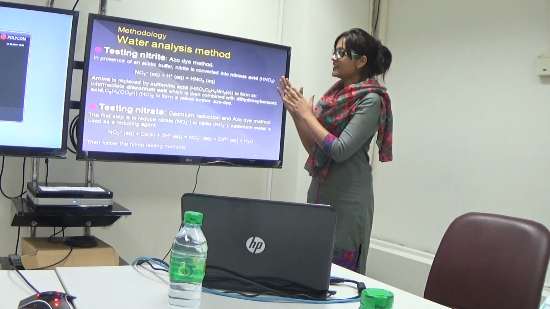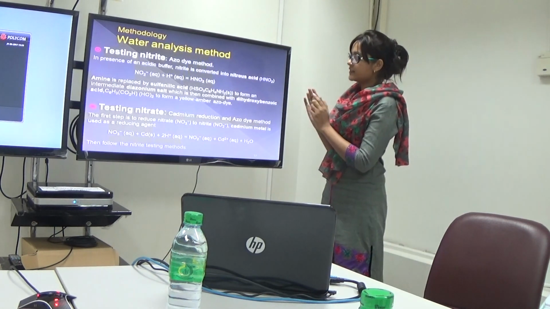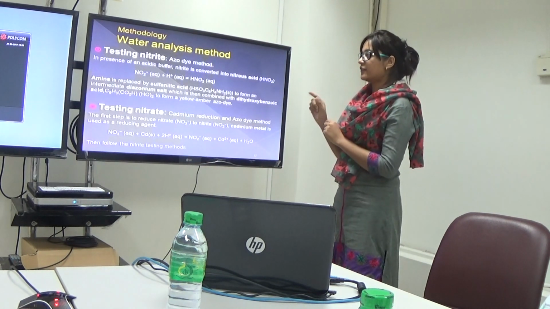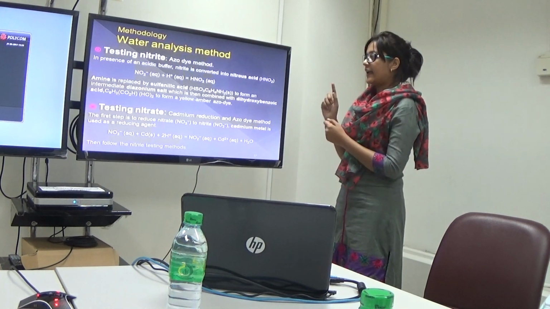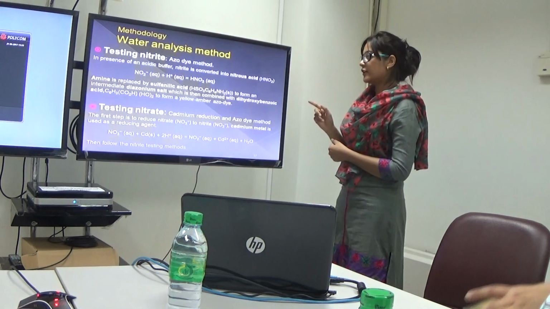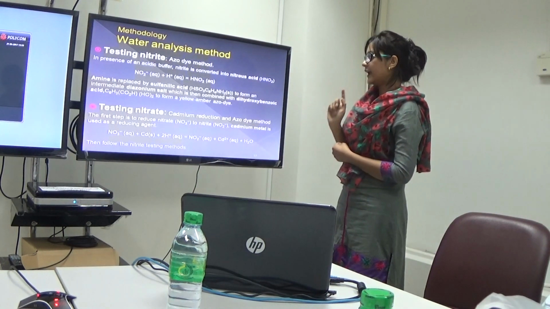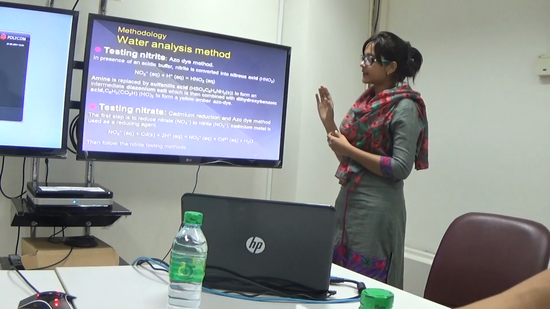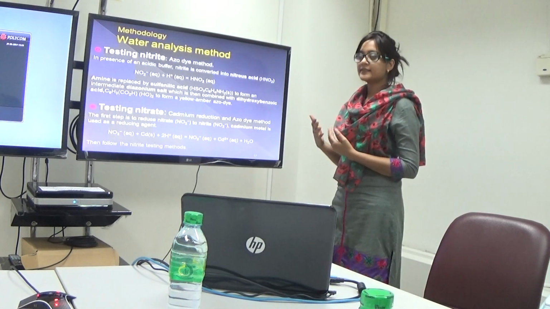Okay, this is the water analysis for the nitrite test and nitrate test. In the nitrite test, the azo dye method is used. In this method, in the presence of an acidic buffer, nitrite is converted to nitrous acid and the amine is replaced by sulfanilic acid to form an intermediate diazonium salt, which is then combined with dihydroxybenzoic acid. In this reaction, we get a yellow color, and this color will be more yellow and will be red if the nitrite level is high.